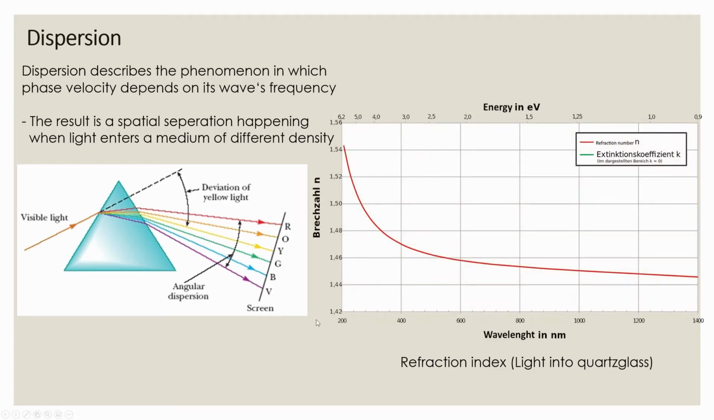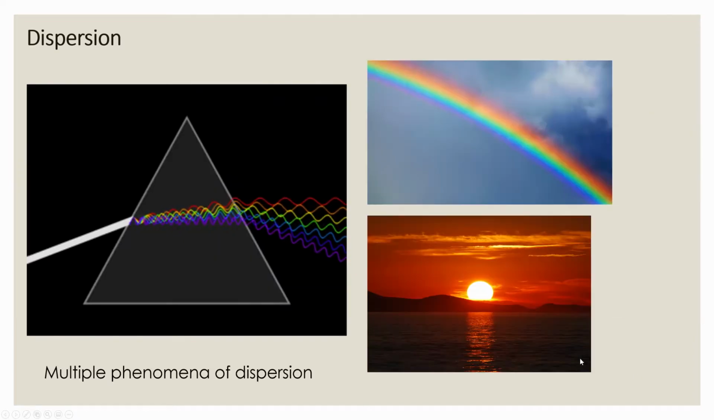The diagram on the right side shows the refraction index for the case in which light is entering glass. Shorter wavelengths have a higher refraction number, which means they are stronger refracted than longer wavelengths, like infrared. Here you can see a lot of phenomena of dispersion: the glass prism, a rainbow, and sunset.